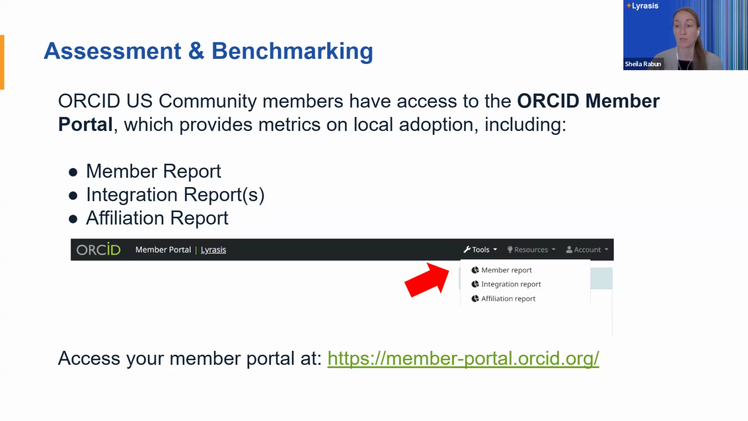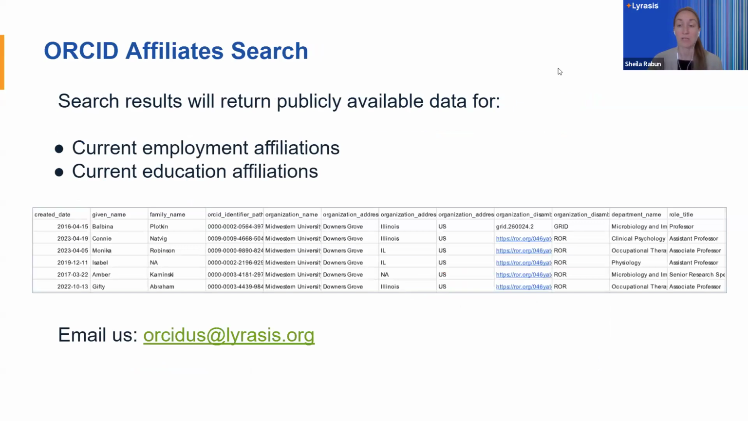On the next slide, I want to point out that we also have a search service where we can run an R script for you to gather information about the people who have employment affiliations and education affiliations with your organization on their ORCID record. And if this is something you're interested in, please email us. We'll share our email address in the chat.